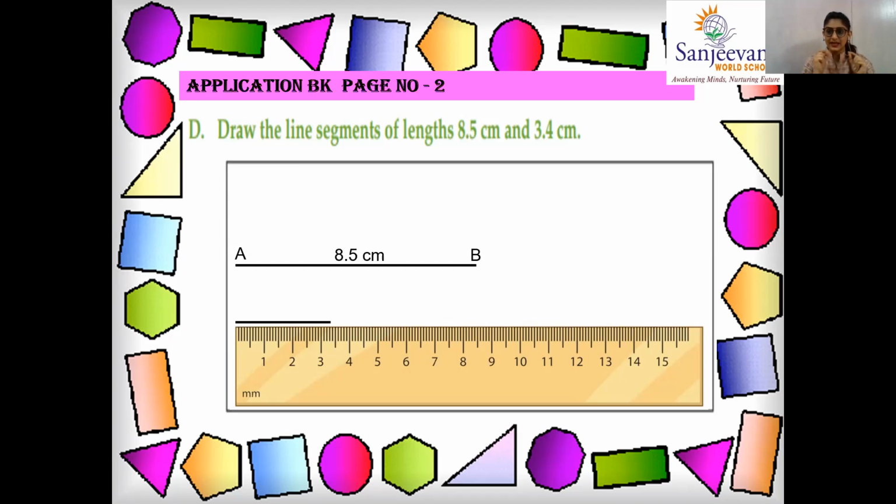Once the line segment has been drawn, we need to label it. So let's label it as PQ and I will write the measurement of this line segment, that is 3.4 centimeter. I hope all of you have done this very neatly and nicely. Avoid erasing the line again and again and see to it that your pencil is sharpened.